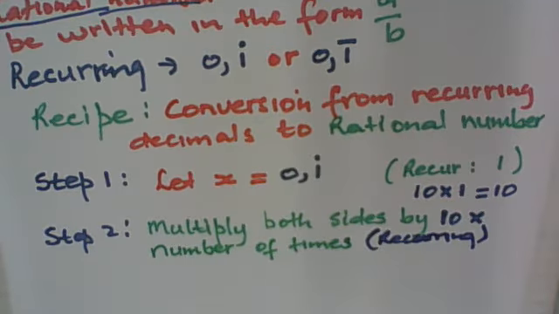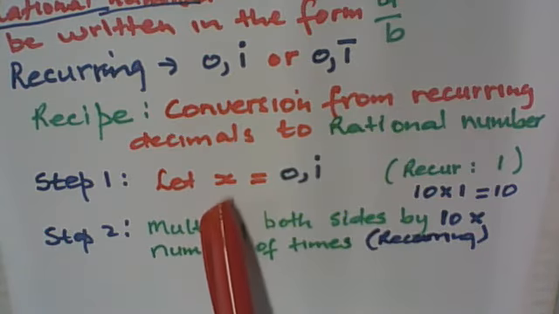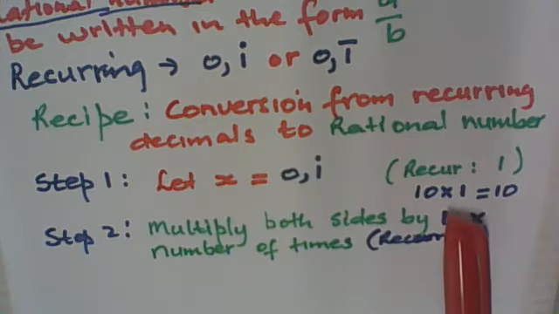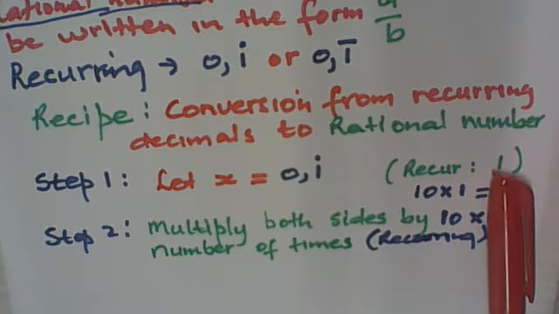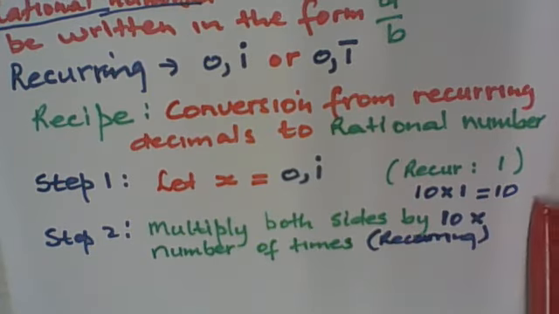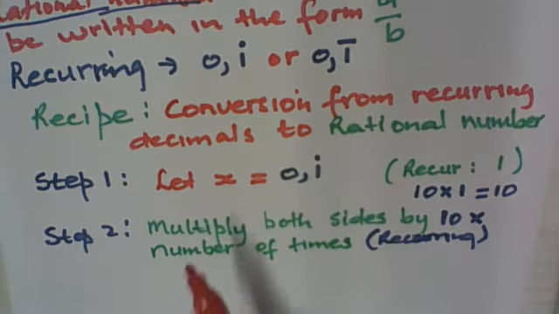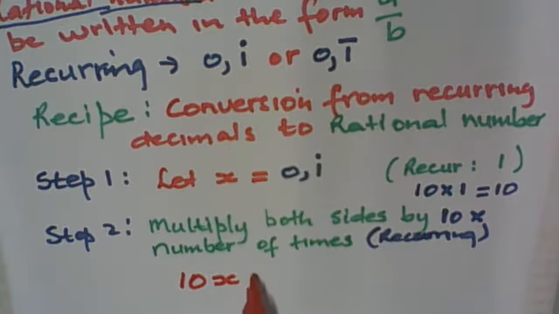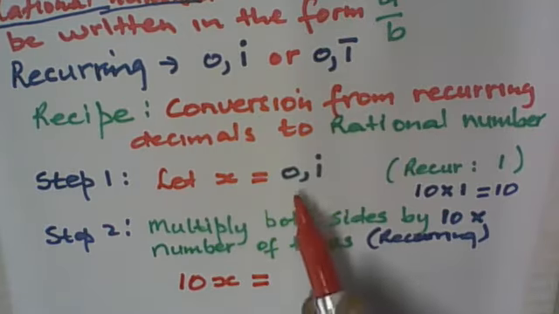Now, that is what you are going to do. That will be the second step. Let's do it. We are going to take this step, x is equal to 0.1 recurring. How many times? It's only one digit recurring. Then we're going to multiply that by 10, and 10 times that will be 10x, and that is equal to 10 times that.